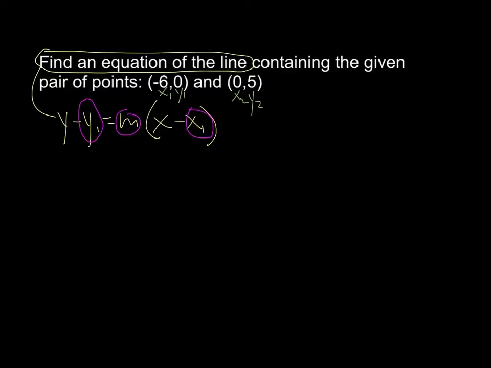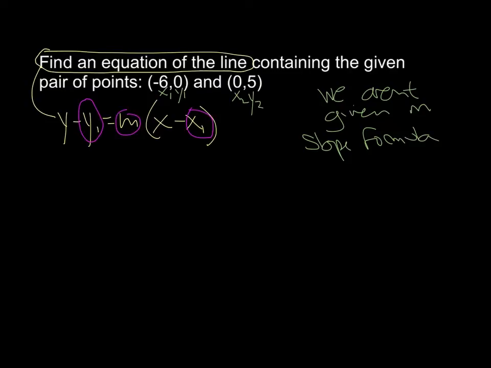One thing that's different about this is we aren't given m like we were on the previous examples. But when we're given 2 points like this, 2 ordered pairs, the (-6, 0) and the (0, 5), we can use the slope formula to figure out what m is. So we've got y2 minus y1 over x2 minus x1. As long as I've got those ordered pairs labeled, I can just plug that into the slope formula. y2 is 5, and we're subtracting y1, which is 0, over x2, which was 0, minus x1. And remember, we're subtracting whatever x1 is, so we're subtracting negative 6.